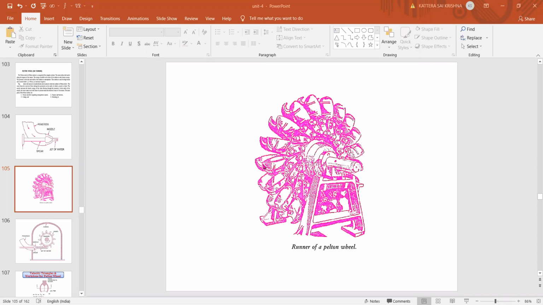You can see here, right? The shape is a double hemispherical cup, and we have a splitter in the middle for making it into two equal, symmetrical segments, right? So this is the runner of your Pelton wheel.